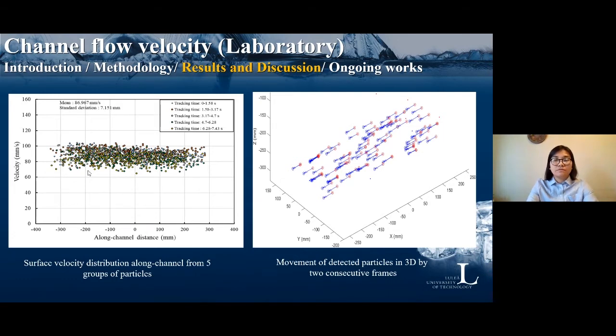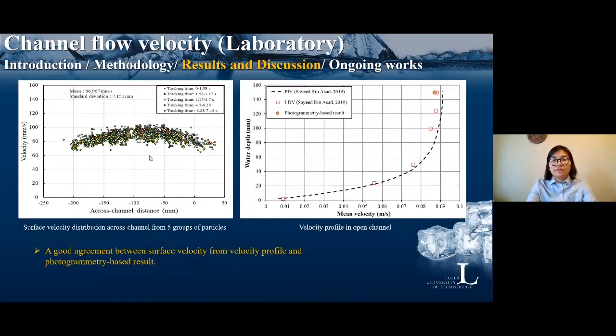Across the channel, we see a surface velocity distribution with a higher velocity at the middle of the flow and lower velocity near the wall of the channel. The right figure illustrates a comparison of surface velocity by PIV, LTV, and our photogrammetry method.